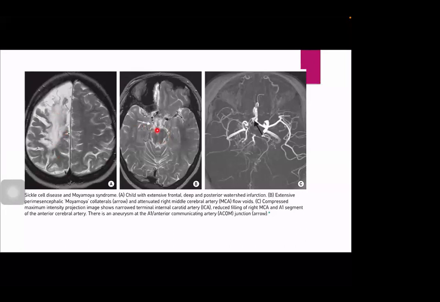Here you can see the collateral vessels, and if you compare the size of the right and left, you can see there is a decrease in the size of the right middle cerebral artery. On the MR image, you can see decreased flow to the right middle cerebral and right anterior cerebral artery. There is also a small aneurysm of the right anterior cerebral artery.